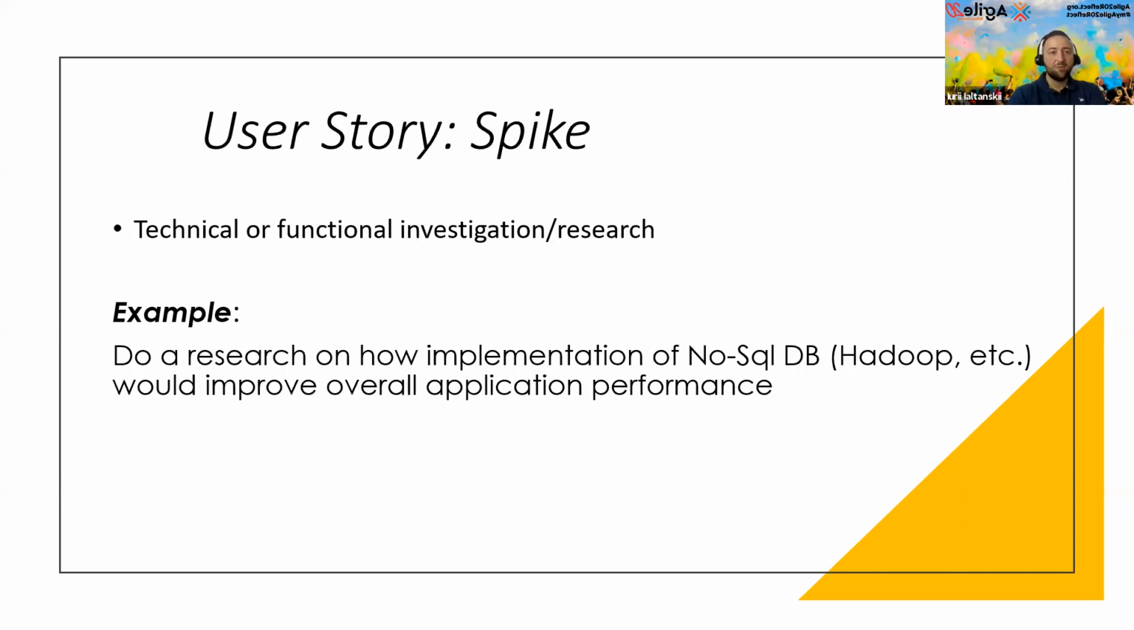Right. So now we are going to talk about Spike. Spike, as I mentioned, is a type of user story that we use when we need to perform some technical or functional investigation or any type of research. An example would be to do research on how implementation of a NoSQL database, Hadoop, etc., would improve overall application performance.